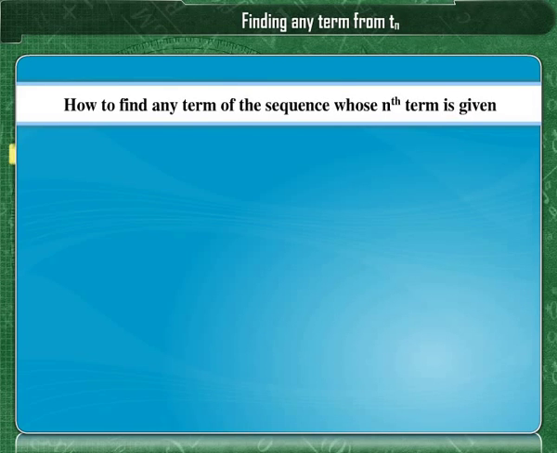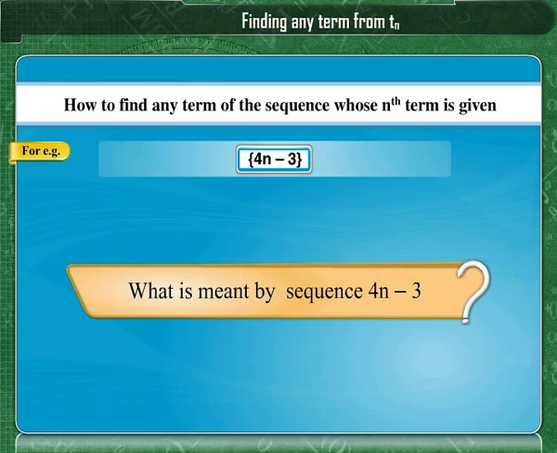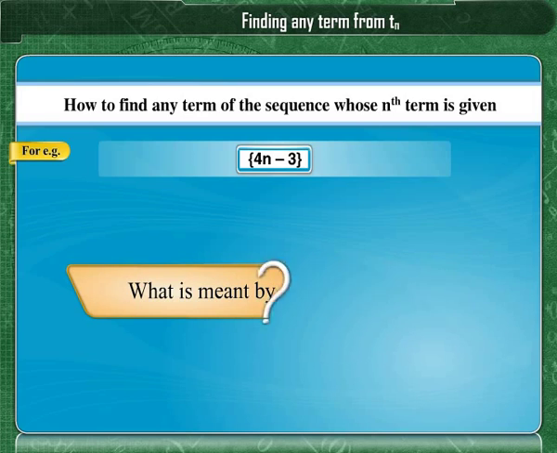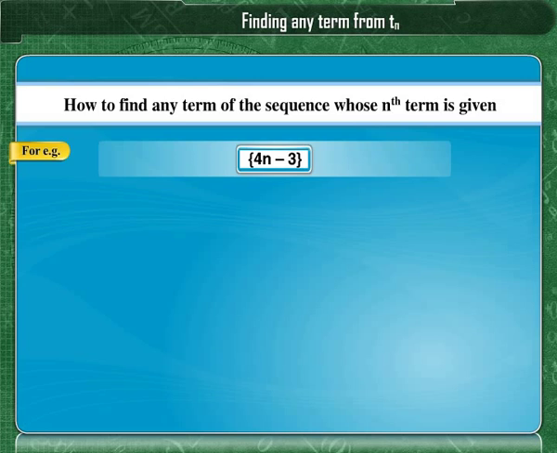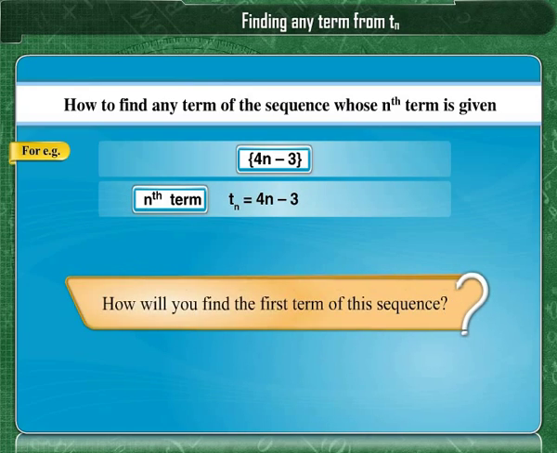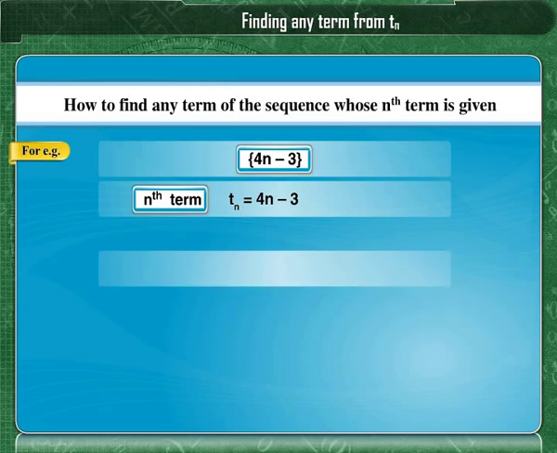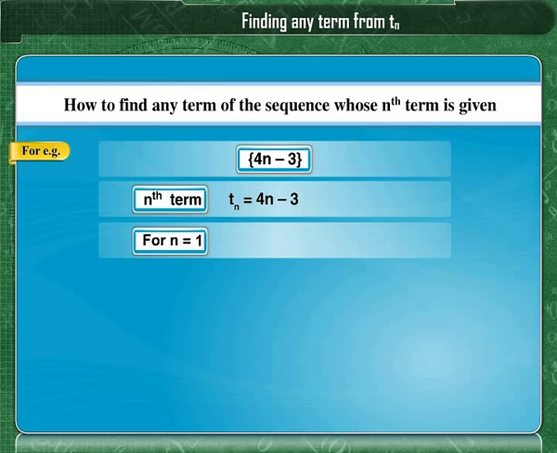Now, let us see how to find any term of the sequence whose nth term is given. Consider the sequence 4n minus 3. What is meant by sequence 4n minus 3? Sequence 4n minus 3 means its nth term Tn is 4n minus 3. How will you find the first term of the sequence? To get the first term, substitute n is equal to 1. Therefore, T1 is equal to 4 into 1 minus 3, which is equal to 1.